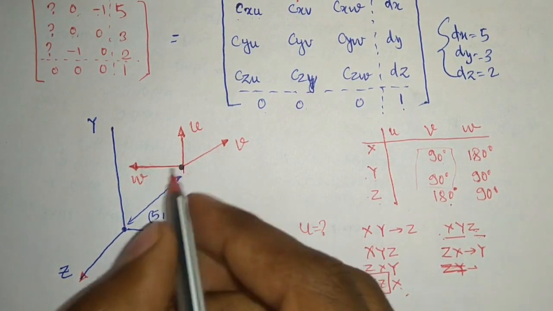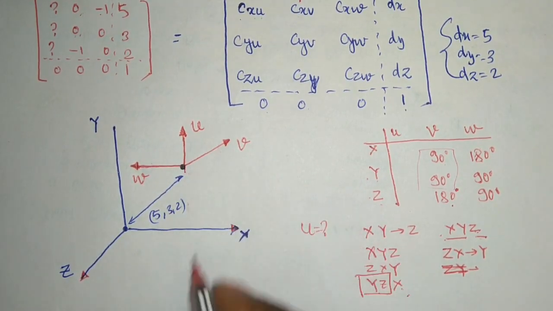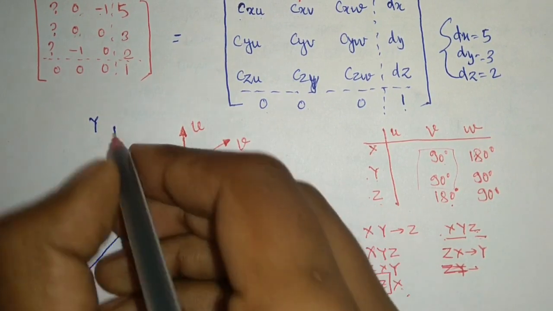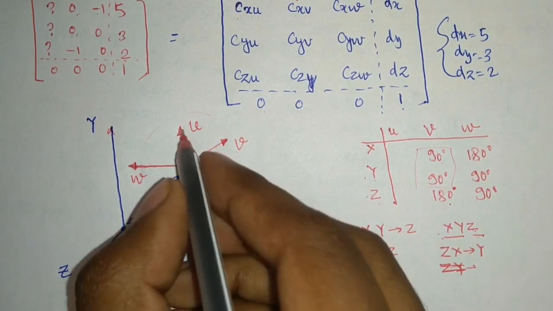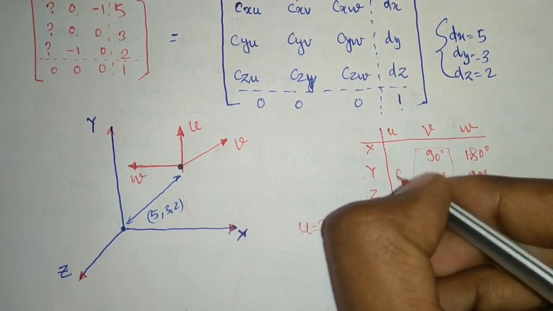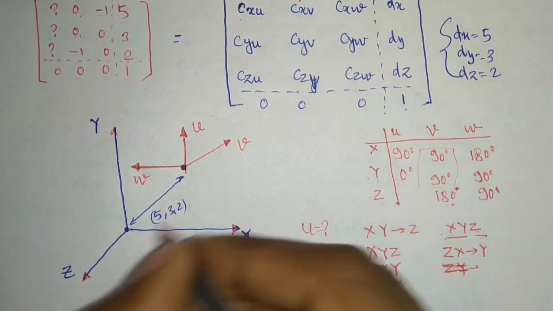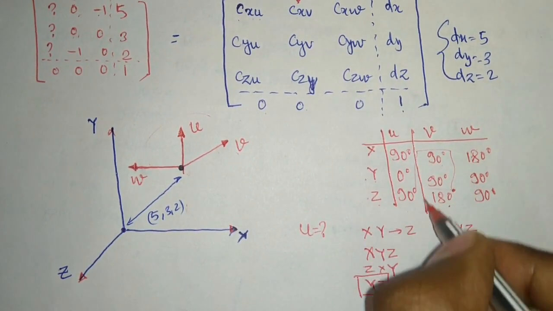You can verify it using your own cross product with respect to these u, v, and w coordinates. U corresponds to x, v corresponds to y, and w corresponds to z. Okay, so I have now calculated the orientation as well as the position. Now this u is having 0 degrees with y, right, and 90 degrees with x, and 90 degrees with z. Okay, so I have calculated the orientation here.